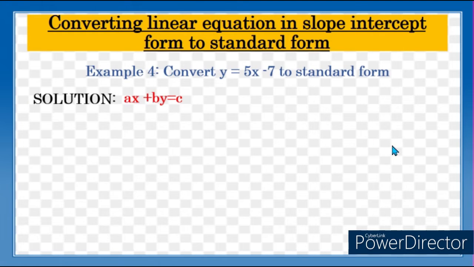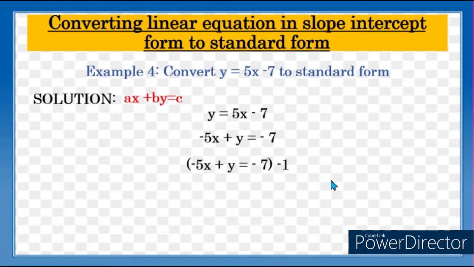Okay, so we have y is equal to 5x minus 7. So, lipat po natin sa left side si positive 5x. So, magiging equation po natin ngayon dyan ay negative 5x plus y is equal to negative 7. Okay? Take note po, hindi po pwede na magkaroon ng negative na value ng x. So, we need to multiply both sides by negative 1.